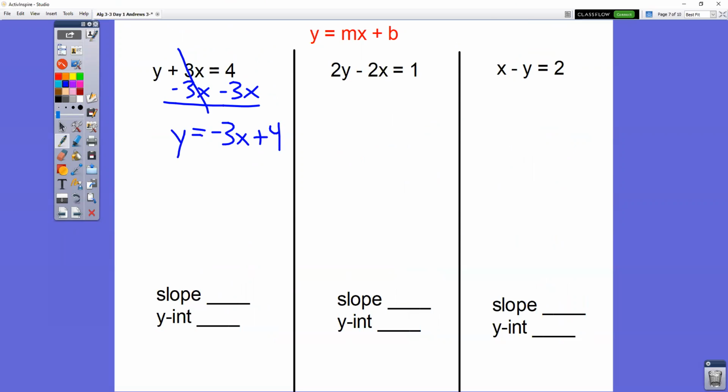All right, you don't have to divide anything in this one because there was no number. Yes, there's technically a 1, but there was no number other than 1 in front of the y, so you didn't have to divide by anything. Your slope, therefore, is -3, or you can put -3 over 1. And your y-intercept is 0, 4. Go ahead and try the middle one, please.